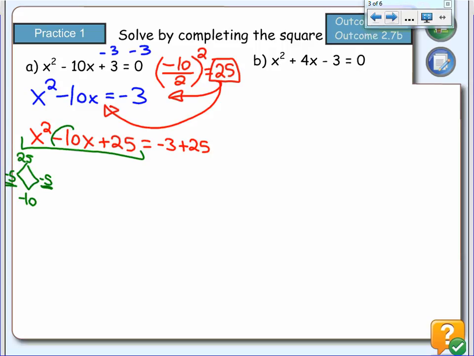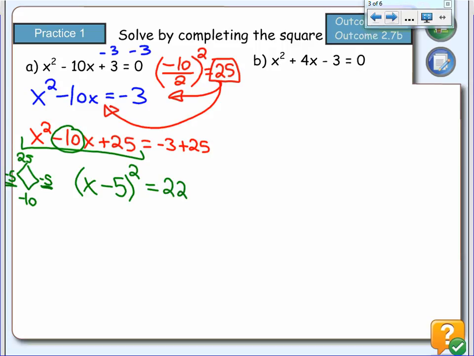So this thing will always factor to become x minus your b value divided by 2. And in this case, it's 5. We have 2 of them, so it's squared. You could have written x minus 5 times x minus 5, but that would look silly. So what we do is we write it x minus 5 squared. And it's equal to negative 3 plus 25 is plus 22. No need to write the plus in there.